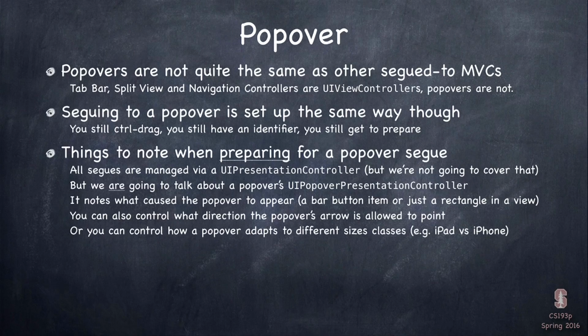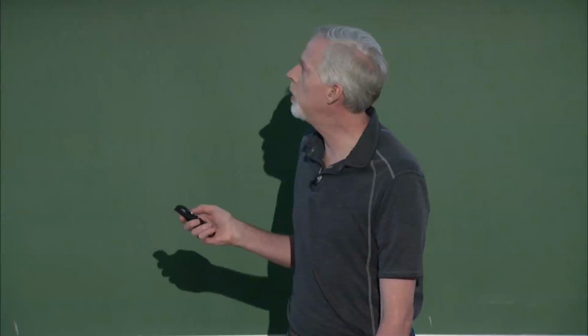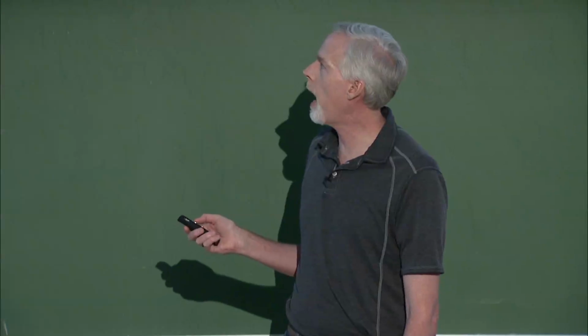So in your prepare for segue, you're going to get this UIPopoverPresentationController, and I'll show you how to do that. And you're going to use it to configure how the popover presents. Okay? Now, in addition to setting things like where the popover's arrow can point, you can also control things like how the popover adapts to different size classes. Okay? And we'll talk about that in a second too.